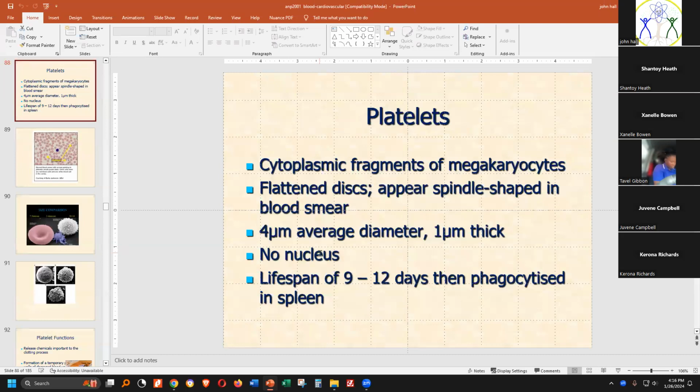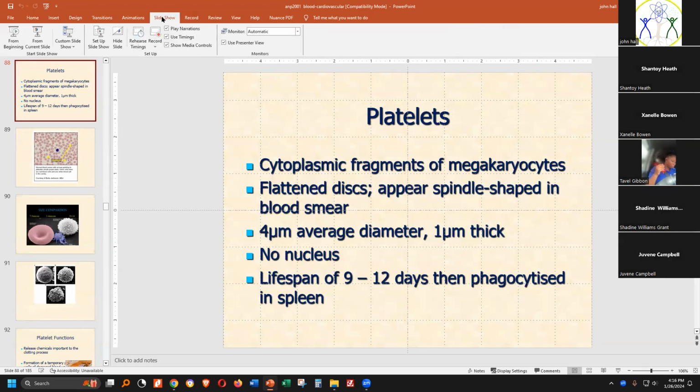As it mentions here, your platelets have an average diameter of 4 micrometers, and they're 1 micrometer thick. So they're smaller than red blood cells, and they're even thinner than red blood cells, right? They are not cells at all, remember. So there's no nucleus, no endoplasmic reticulum, no mitochondria, nothing. It's just a bag, essentially, right? And the platelets themselves don't last very long. As it mentions here, platelets last around 9 to 12 days.